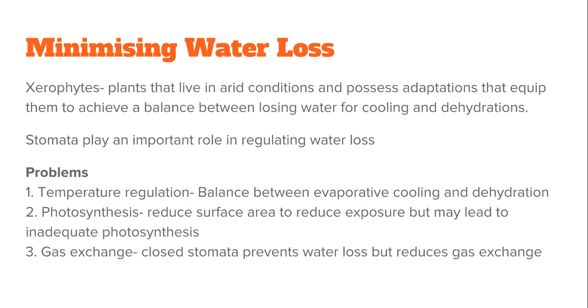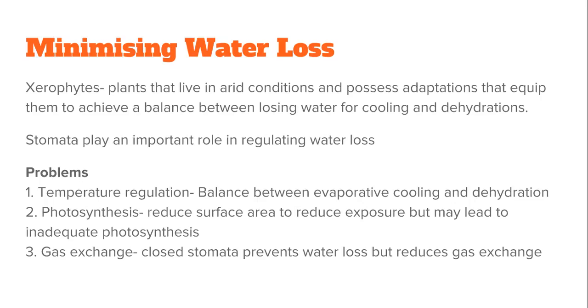So there needs to be a balance in the role stomata play in being open to allow evaporative cooling to occur, but also make sure that they're not open too long so that plants dehydrate. The second problem has got to do with photosynthesis. So some plants are able to change and reduce the surface area that is exposed to the sun, which may lead to the drying out and the increased transpiration rate in leaves. But that might also make the plant have an inadequate rate of photosynthesis.